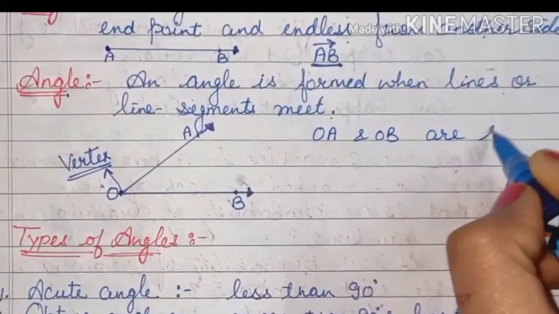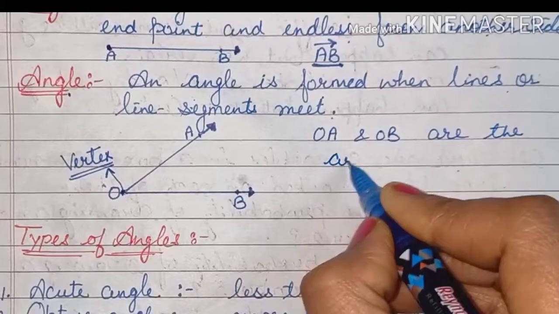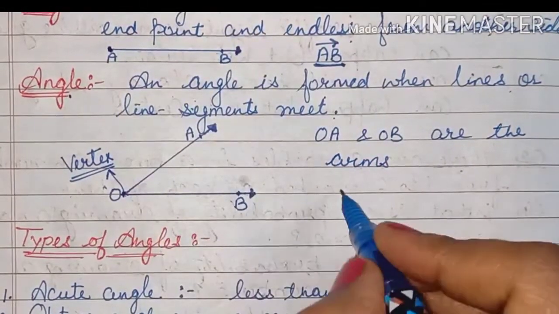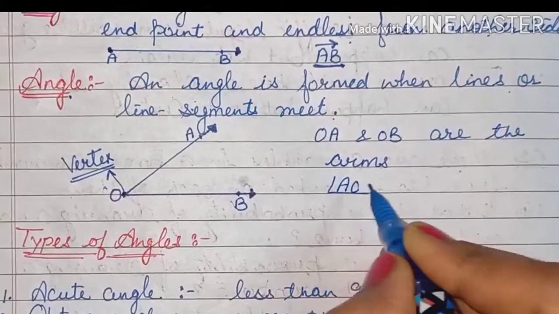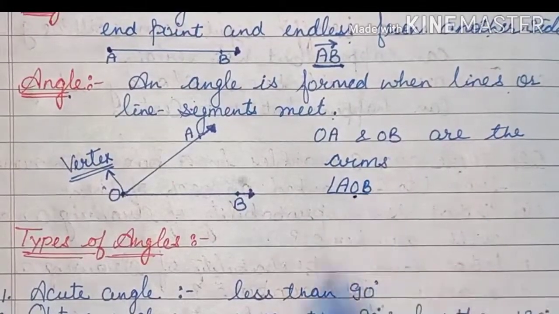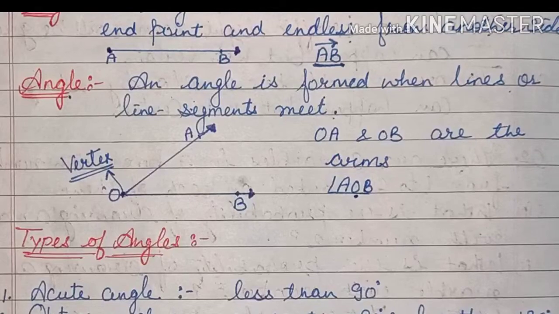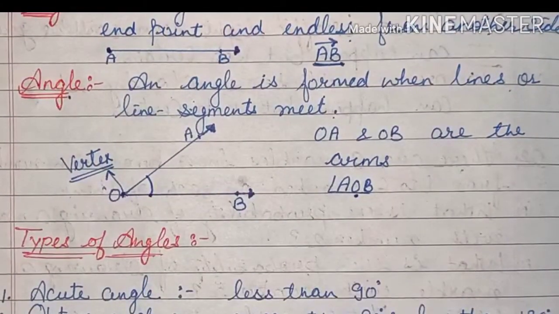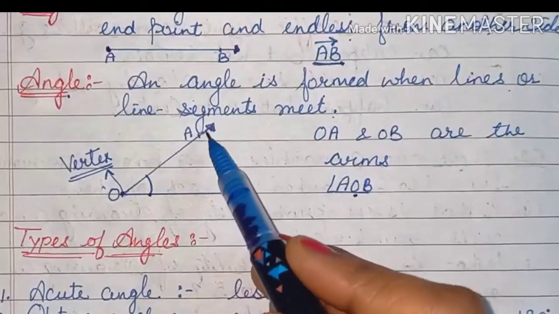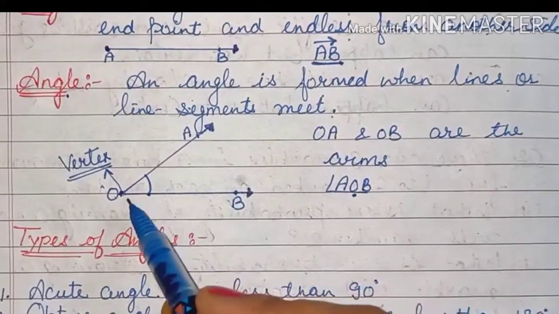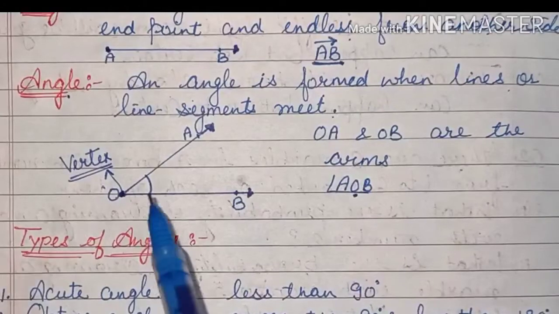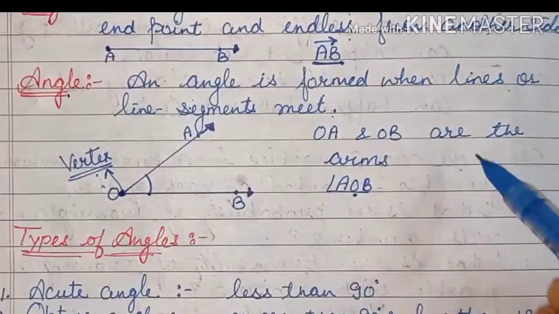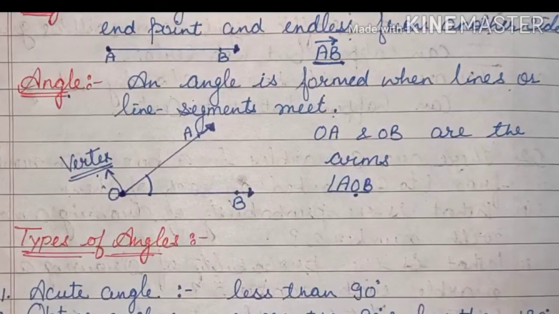these are the arms of this angle, and we name it as angle AOB. The meeting point, the vertex, we will write in the center. So here this is angle AOB. So an angle is formed when two lines or line segments or rays meet at a point, and that point is known as the vertex. OA and OB are the arms of this angle.